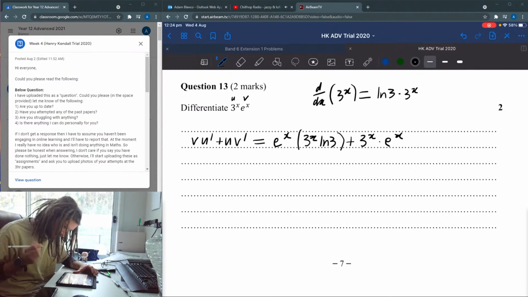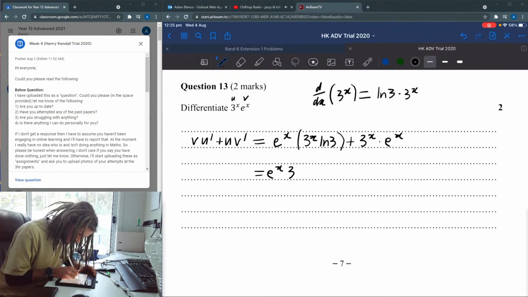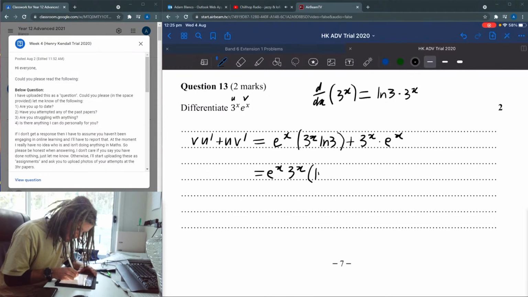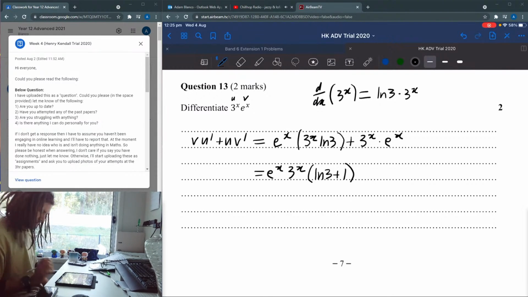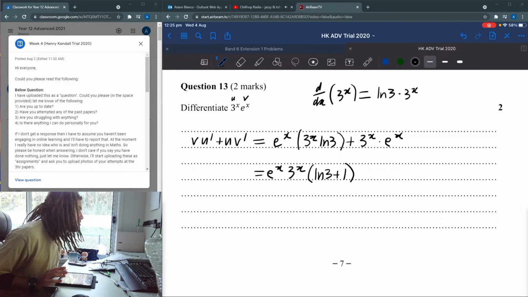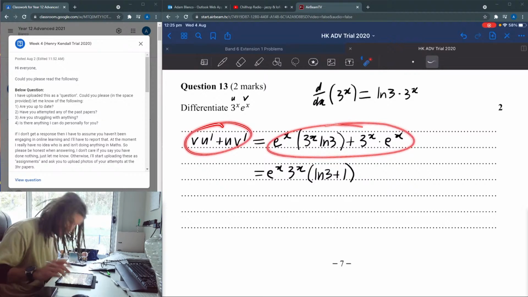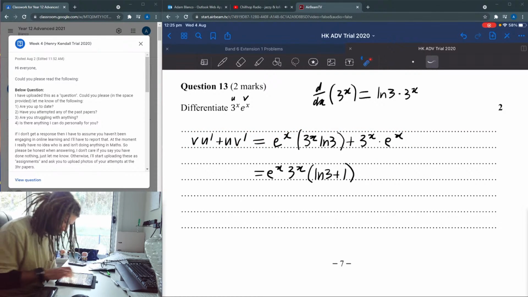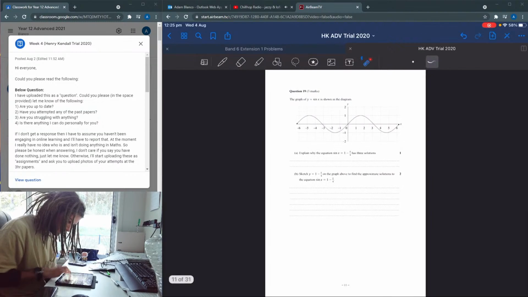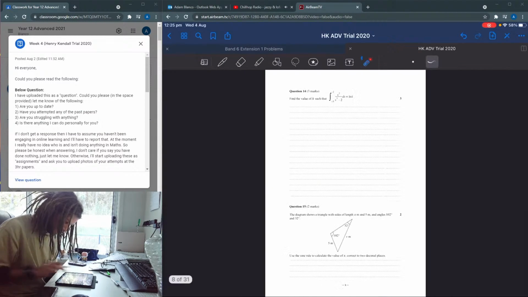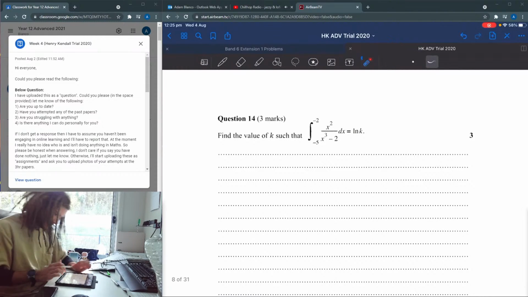I've differentiated it. Do I need to simplify it? I suppose I do. I've got an e to the x, 3 to the x in common, outside of a ln 3 plus 1. I don't know where the 2 marks go with that. Attempts to use product rule, correct solution. Okay, 1 mark, 2 marks. All right, we're flying. How many questions have we got left? That many. Actually, what's the time? 22 minutes. No, maybe we're not flying.